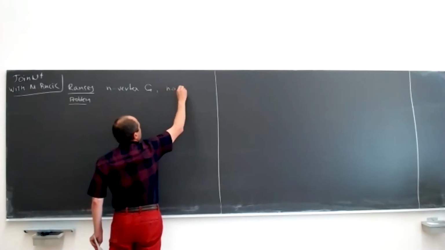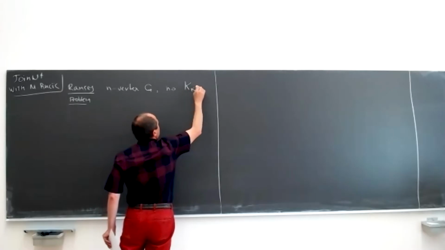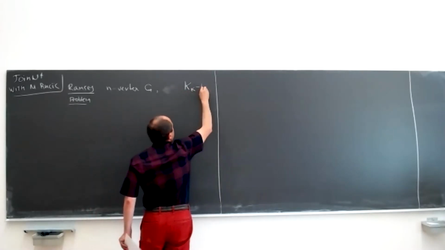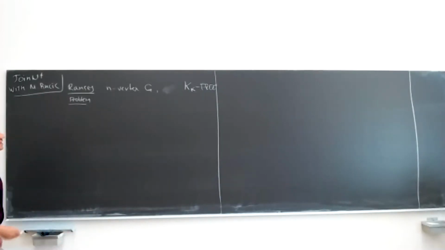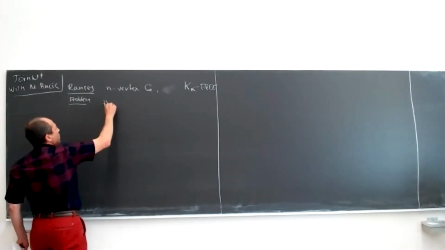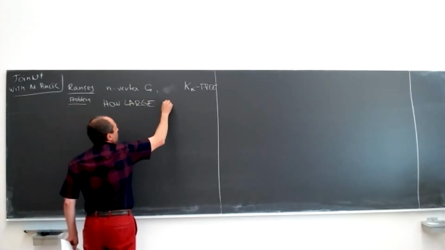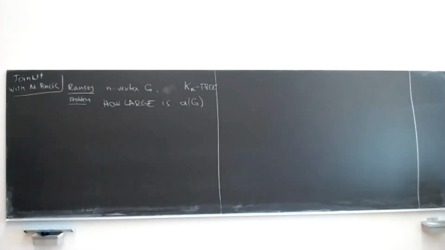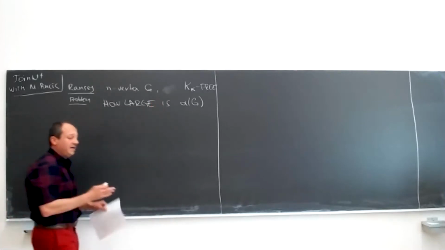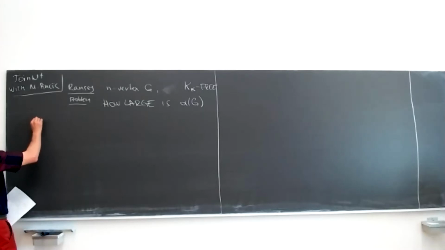No clique of size k, right? You have a graph with no clique of size k on n vertices, and you ask how large is alpha(G). You want to guarantee a large independent set in a graph where you know locally it doesn't have a clique of size k. So there are two bounds which are known for this problem.